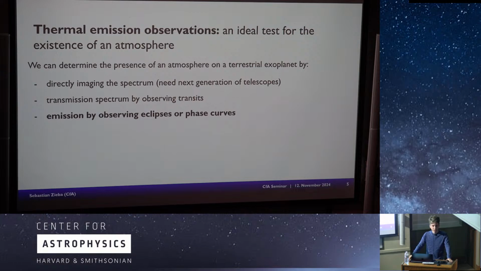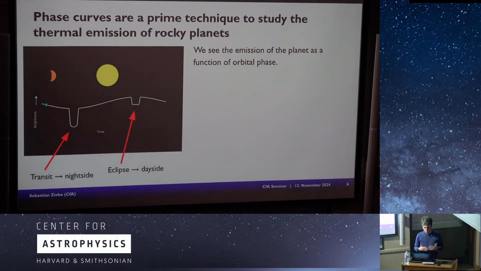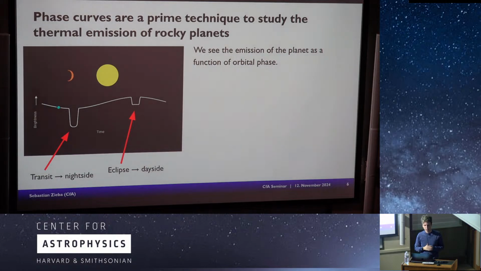is by looking at their emission, observing these planets during secondary eclipses, or by doing something called a phase curve observation. A phase curve observation is a really nice technique nowadays to characterize these rocky exoplanets really well. On the left side, you have a cartoon showing on the top what is happening in the system, and on the bottom what we observe, the light curve.